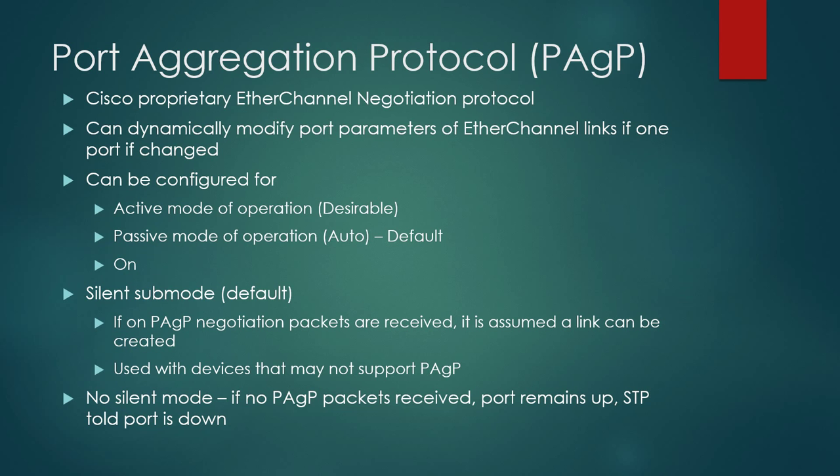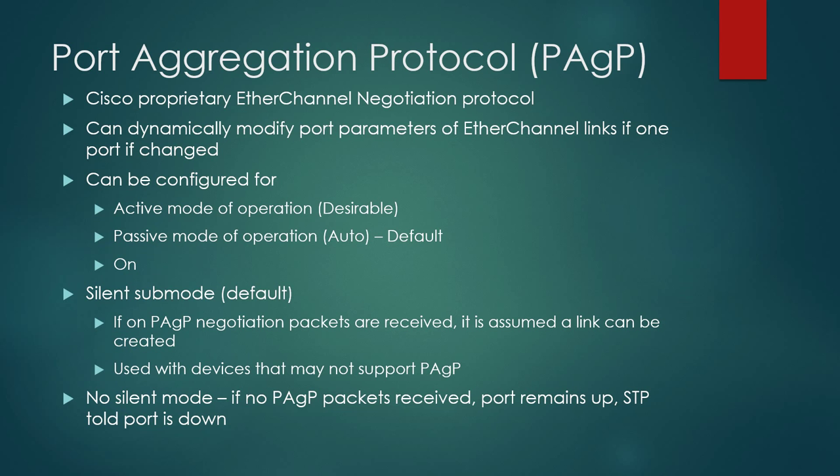And if the other endpoint can support EtherChannel, a link will be formed, because desirable mode is an active mode. And auto mode, which is the default mode of operation for Port Aggregation Protocol, similar to Dynamic Trunking Protocol, is a passive mode of operation. So if you have two endpoints that are in auto mode, no EtherChannel will be formed.